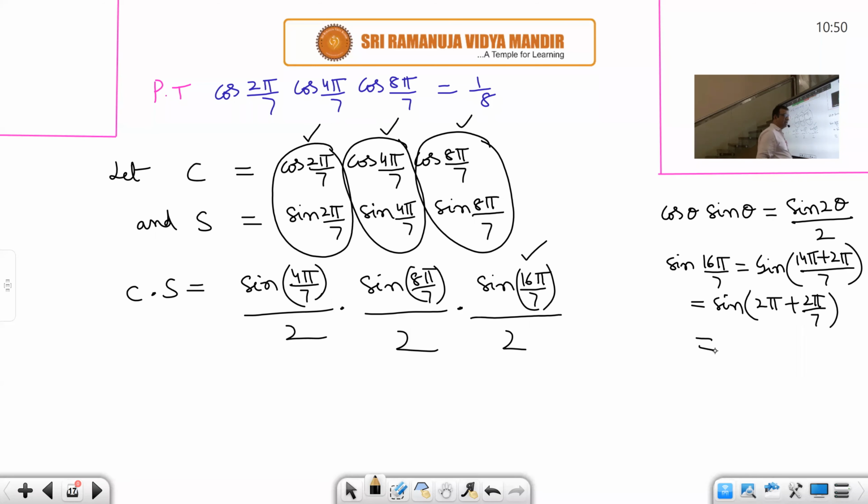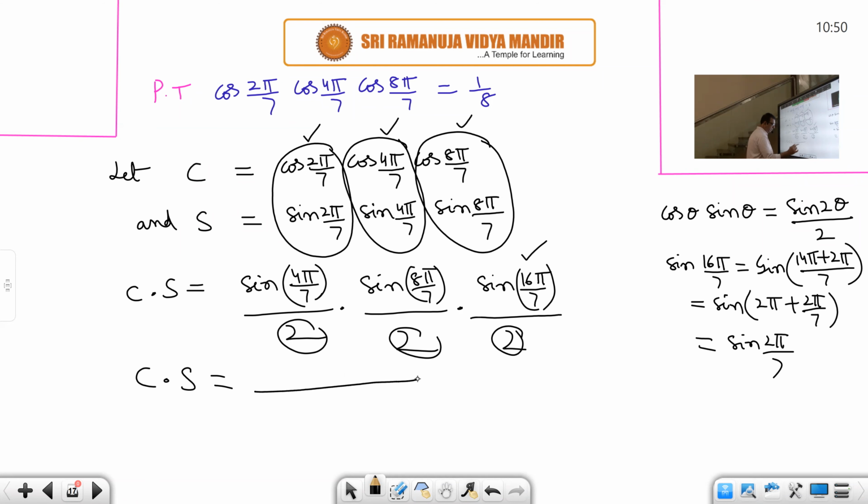Sine 360 plus theta is sine theta. Sine 2 pi by 7. So I'll write C into S is equal to, denominator 2 into 2 into 2, 8. Numerator: sine 4 pi by 7 into sine 8 pi by 7 into sine 16 pi by 7, which is equal to sine 2 pi by 7.